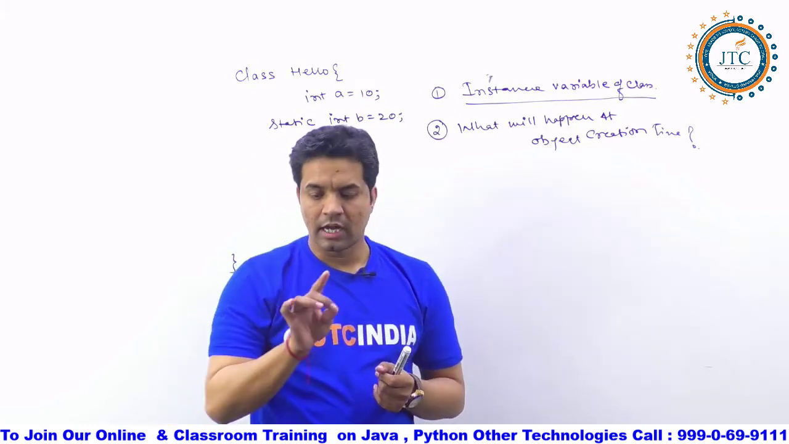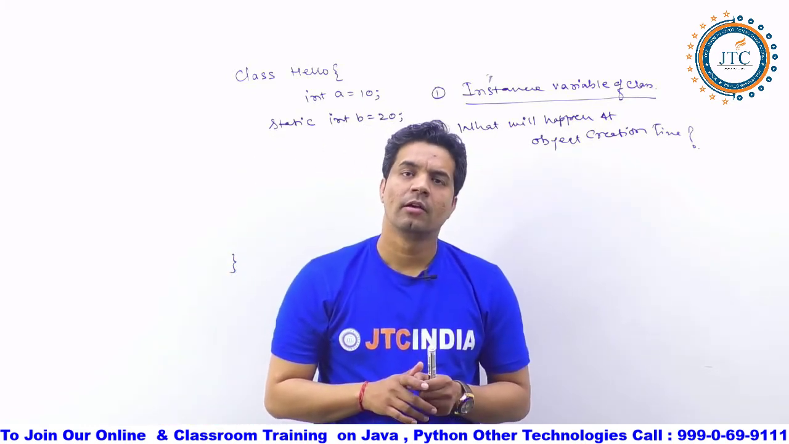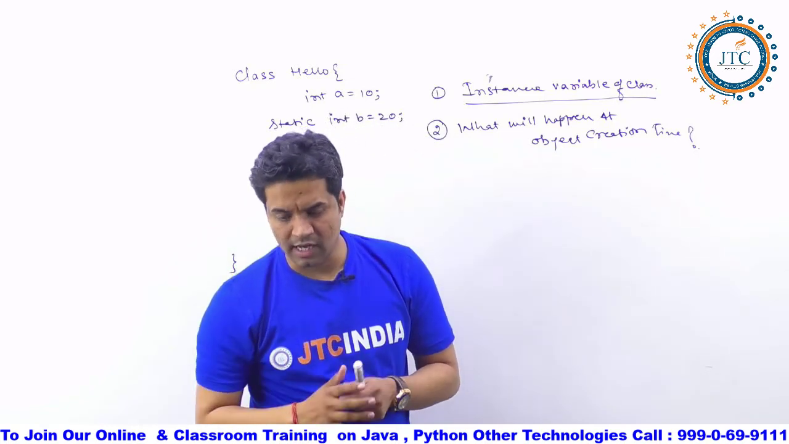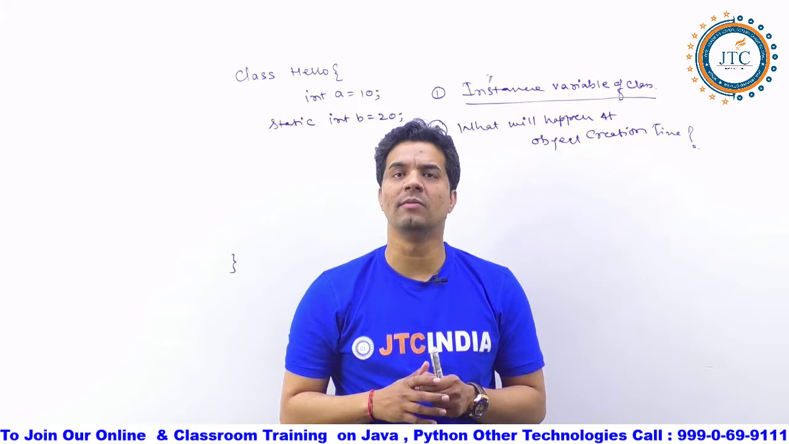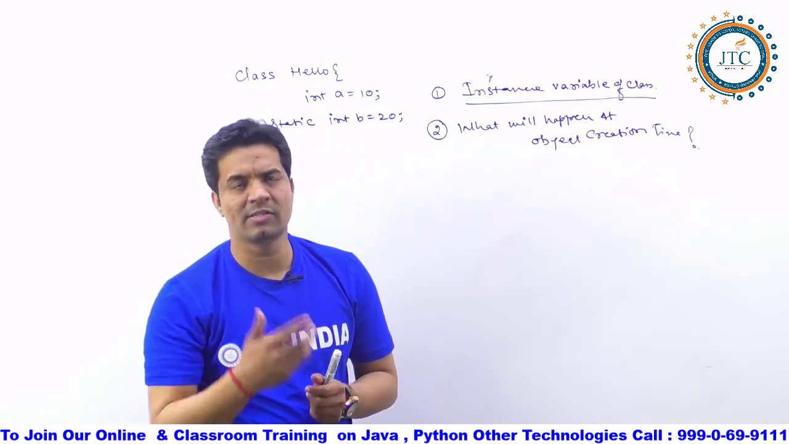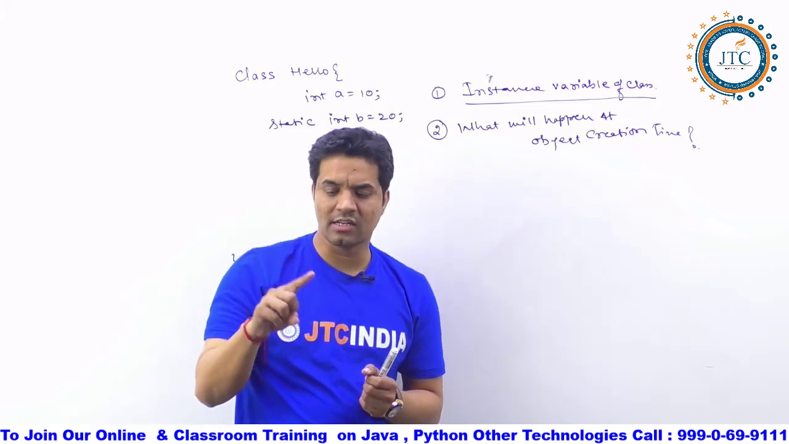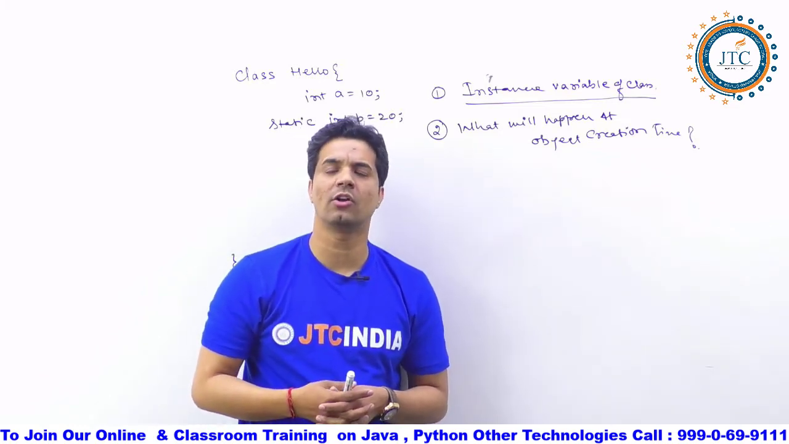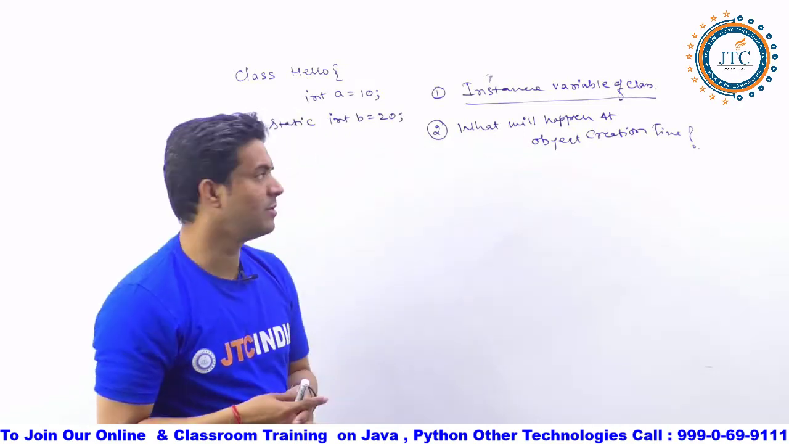Well, at the same time, as many times as you create the object of a class, that many times memory will be allocated for the instance variables of a class. And as many times as you create the object, that many times again memory is going to be allocated for the instance variables of a class.